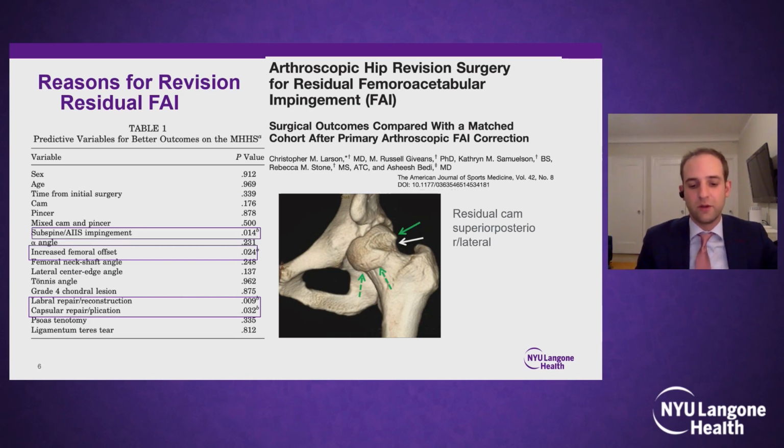And this is just showing from their study what the predictors of good outcomes were. And also they showed here an interesting description or delineation of what the common cam deformities look like. And it typically is superior, lateral, and posterior.